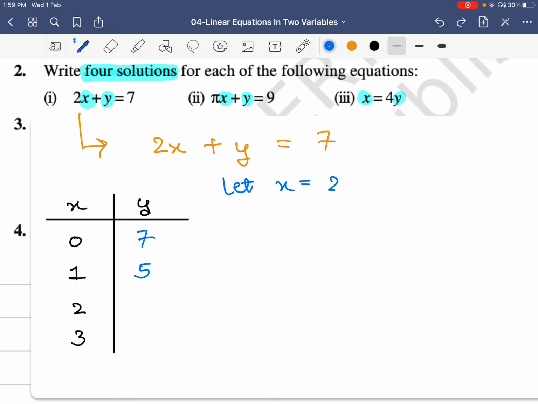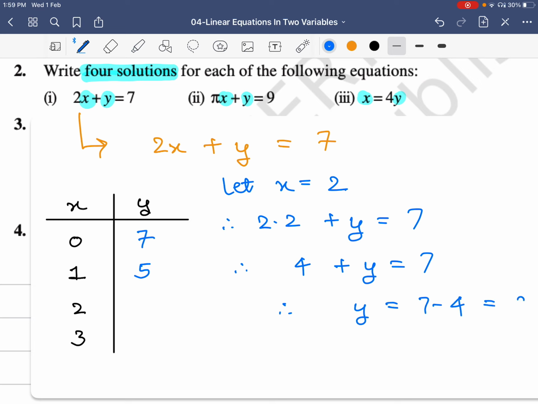So for x equal to 2, we will get 2 into 2 plus y equal to 7, and therefore 4 plus y equal to 7, and therefore y will be equal to 7 minus 4, that is equal to 3. So for x equal to 2, y will be equal to 3.